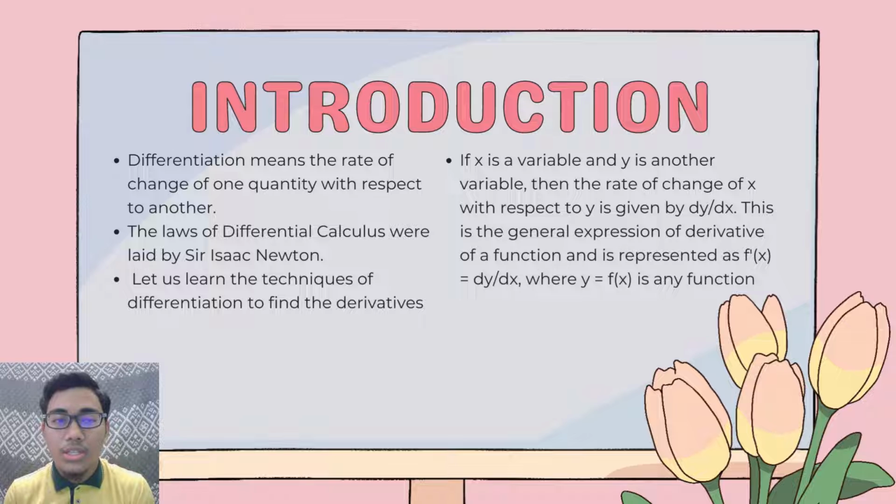Differentiation and integration form the major concept of calculus. That is the technique of differentiation to find the derivative, like algebraic function, trigonometric function, and exponential function. If, let's say, x is a variable and y is another variable, then the rate of change of y with respect to x is given by dy over dx. This is a general expression of the derivative of a function and is represented as differentiation of f(x) equal to dy over dx, where y equal to f(x) is any function.